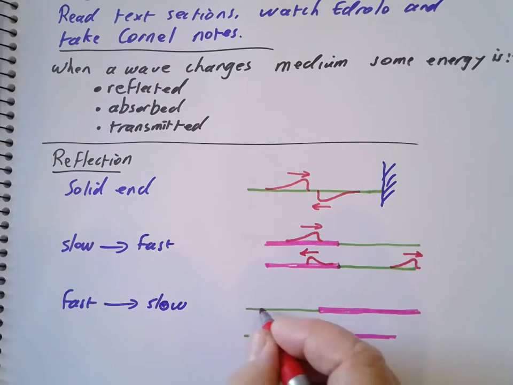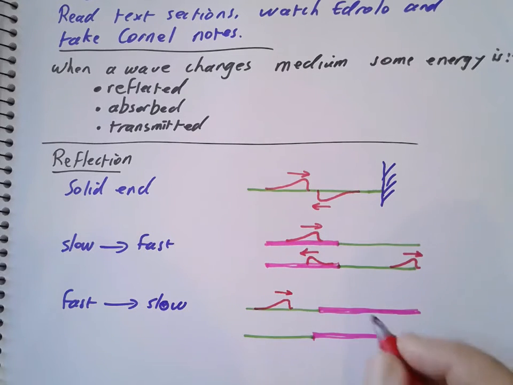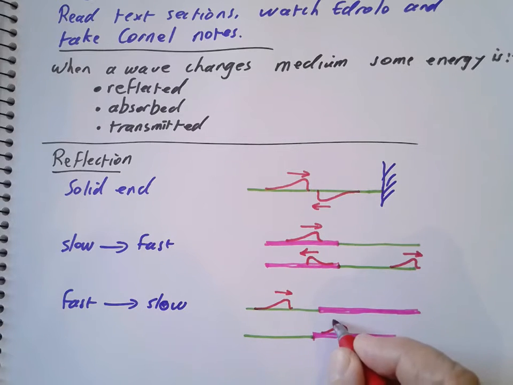When we go from a fast to a slow, obviously the transmitted is always on the same side, and we try to represent the relative speeds, but the reflected is on the opposite side. These are things we have to not remember. These are things that have to go in your notes so that there's no chance of forgetting at the important times.